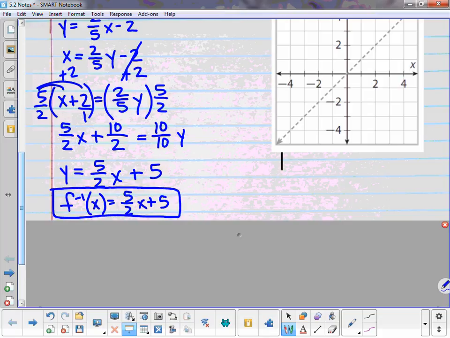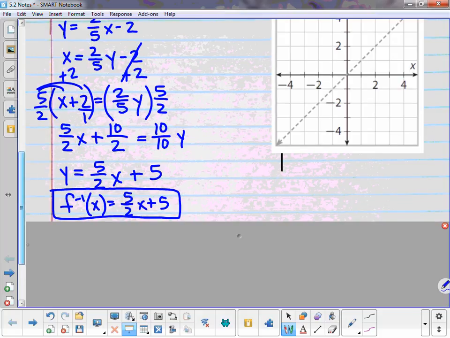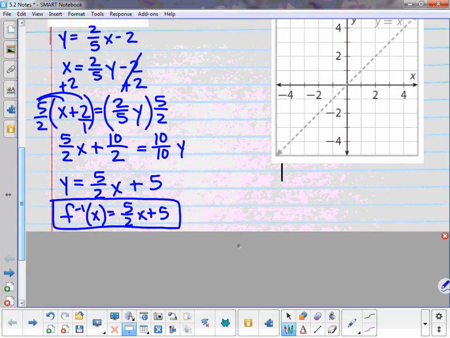So, looking at the original function, it was multiplying x by 2/5 and subtracting 2. So the inverse of that would actually be multiplying by 5/2 and adding 5.